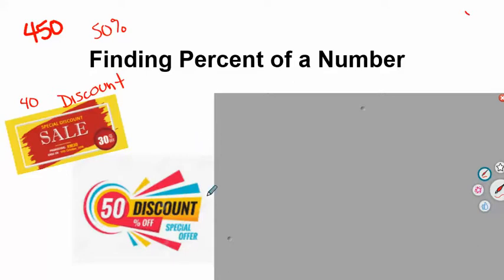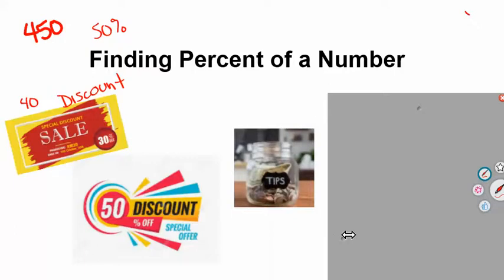That's really good. We can also look at percents of numbers as tips. When you go to a restaurant, you have to pay a tip. Most of the time they pay a 20% tip. That means you're paying 20% of the bill as a tip, so you're going to add that on to your bill. Tips would be an added on thing.